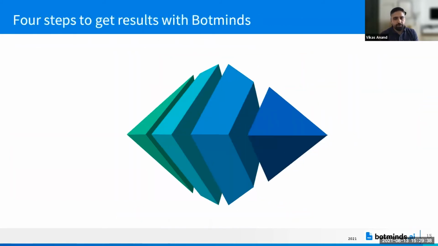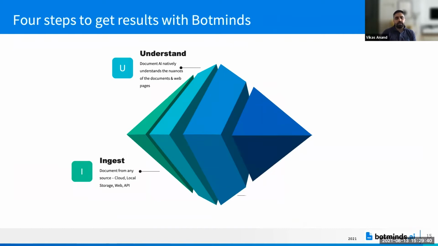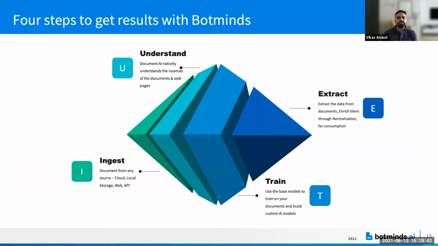So, a 4-step process with Botminds. We ingest the documents. The ingestion can be done manually, or you can point it to an FTP location. You can point Botminds to a web page, a news site, an SEC site, or an email box. It doesn't matter. You can also connect it with an upstream API, or link it with another content management system to pick up the information.